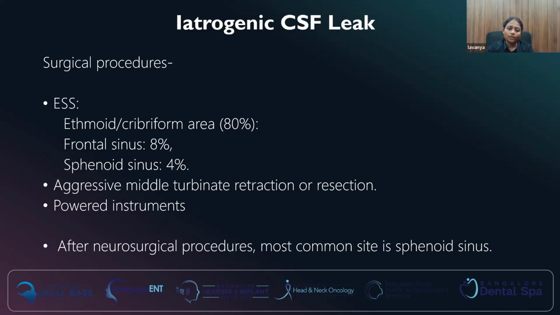And whenever we are doing an aggressive middle turbinate retraction or resection, or whenever powered instruments are used, that can also cause iatrogenic CSF leak. So not only knowing the anatomy, but extremely careful dissection is of utmost importance to avoid iatrogenic CSF leaks. In neurosurgical procedures, any transsphenoid approach can cause a CSF leak. Here the most common site is the sphenoid sinus.